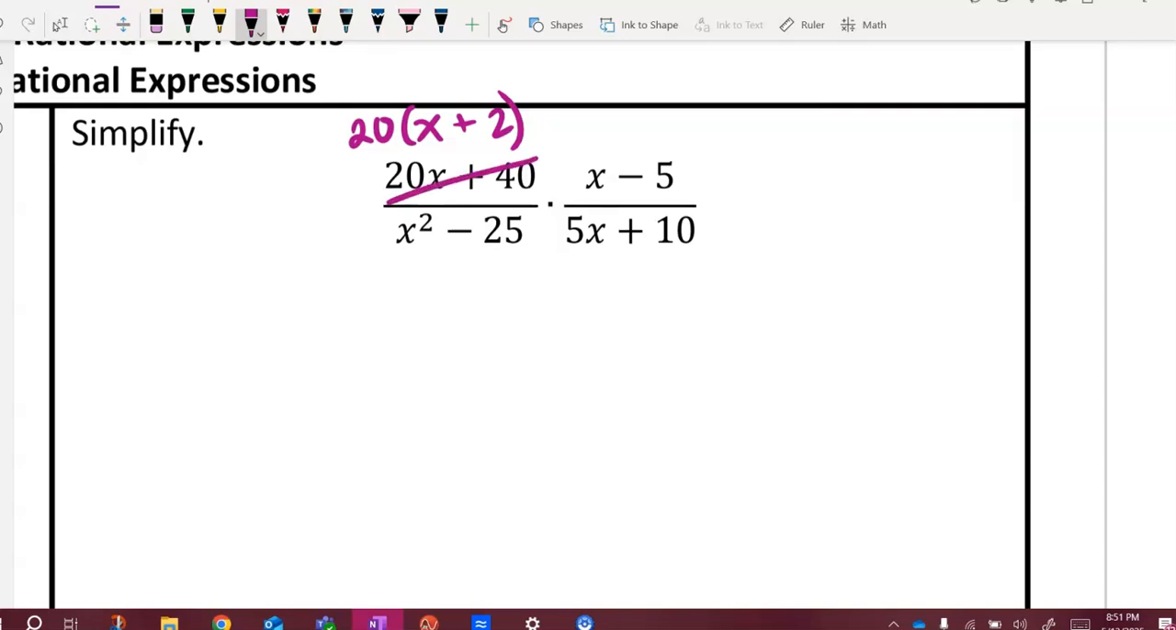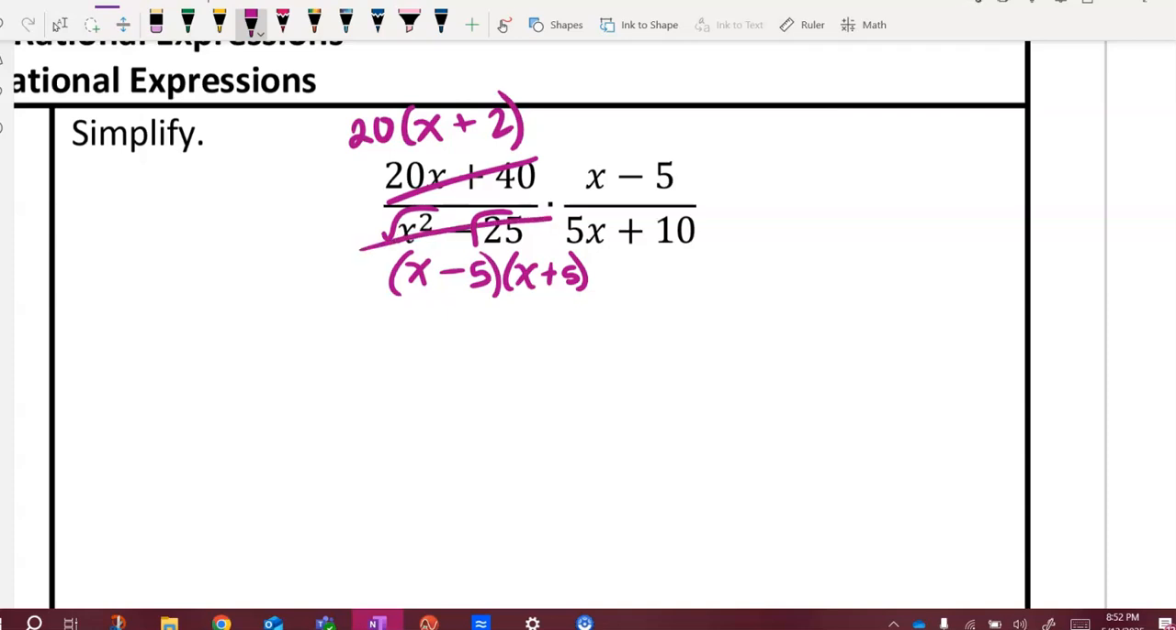Now on the bottom, we have a square and a perfect square. This is difference of squares. We just practiced those. We square root both of these. We're left with x. I'm so sorry, I said we just practiced those. We did not. We practiced difference of cubes. So it's okay. Difference of squares, we just square root both items. And we're left with an x minus 5 and an x plus 5.